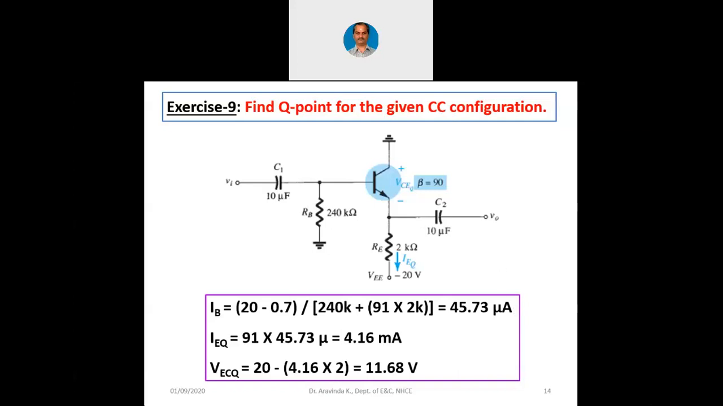Next I am moving on to the common base configuration. All these three configurations, AC analysis we are going to perform in the future classes just to compare all three. Otherwise, we don't have to go into more detail about this common collector configuration. As I told you earlier, we need not have voltage divider bias or self bias in common collector because it is not going to give a lot of advantages. That we are going to discuss again in the future classes. Let me move on to the common base configuration now.